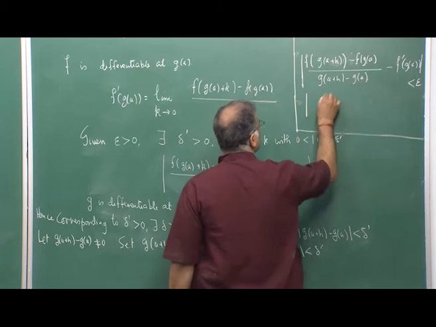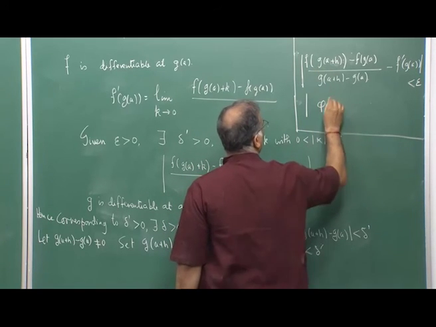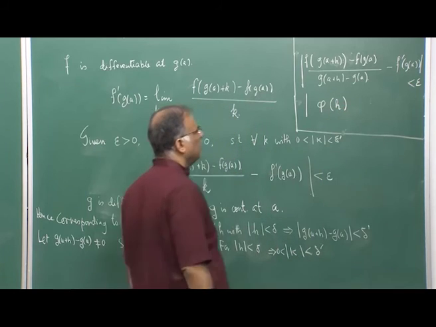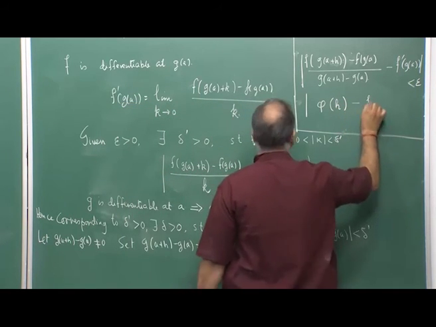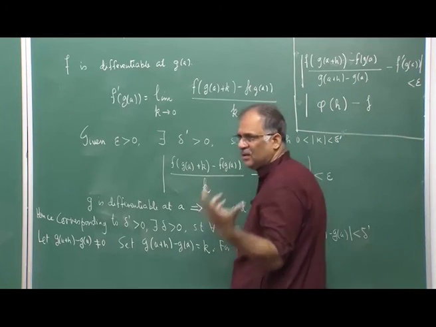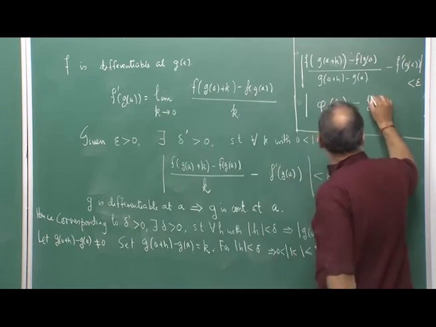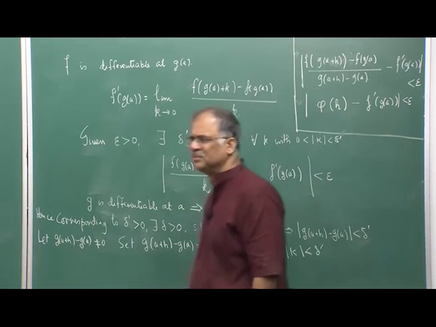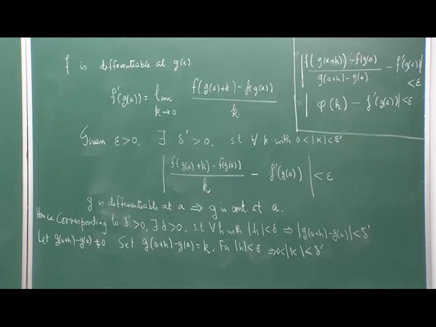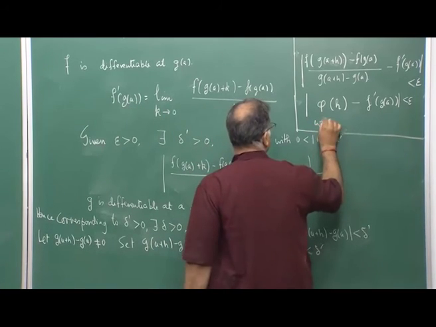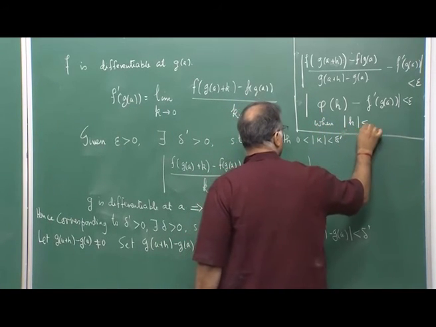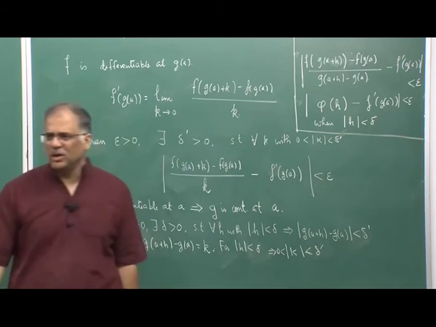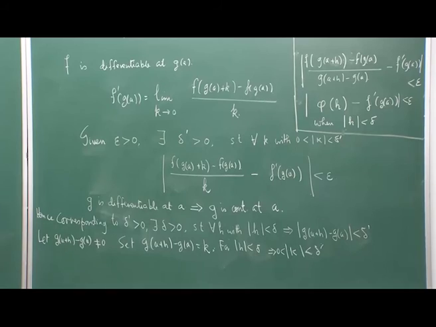So, what is this? That is nothing but phi h minus f dash of g a, because whenever g of a plus h minus g a is not equal to 0, phi h is defined like this. It is strictly less than epsilon whenever |h| is less than delta. Which means whenever h is tending to 0, this can be made smaller and smaller. Now, if g of a plus h minus g a is equal to 0, I have already defined phi of h as f dash of g a.